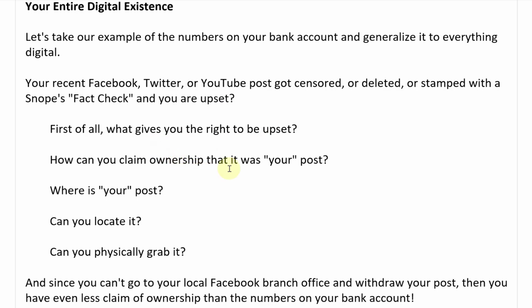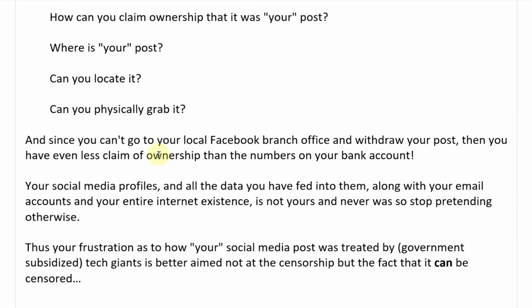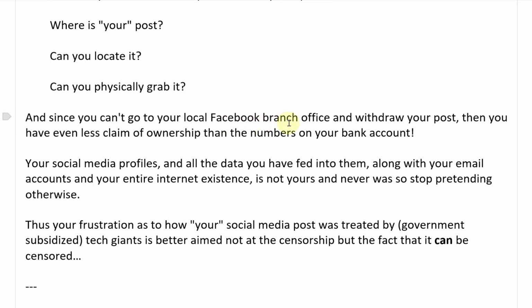How can you claim ownership that it was, quote, your post? Where is your post? Can you locate it? Can you physically grab it? And since you can't go to your local Facebook branch office and withdraw your post, then you have even less claim of ownership than the numbers on your bank account.